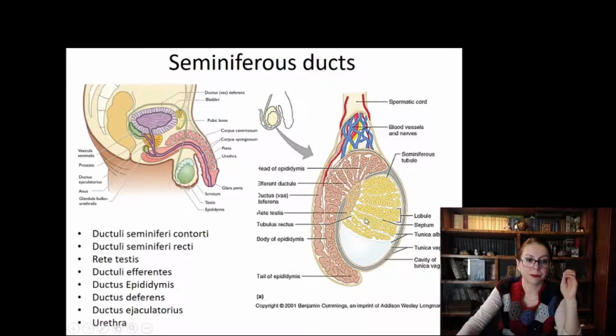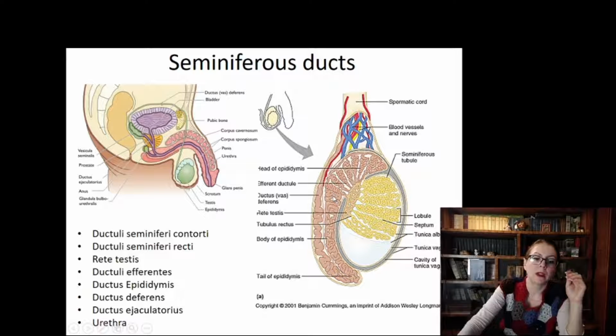Inside these tubules, spermatozoa are formed, and further they are transported to the tubuli seminiferi recti. Here they are, straight tubules. Then the rete testis. Rete means network, and it is located in the mediastinum testis. Out of here, spermatozoa are transported through the efferent ductules, or ductuli efferentes, to the epididymis, because ductuli efferentes represent the head of the epididymis. Then through the ductus epididymis, they are transported to the ductus deferens. Here it is in this diagram, ductus deferens, and then through the ductus ejaculatorius to the urethra. This sequence you have to know, and now we are going to discuss them in detail.